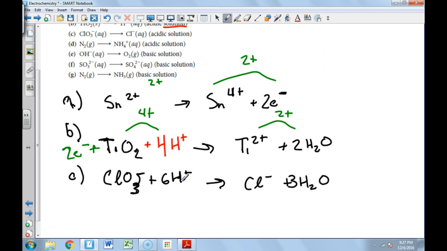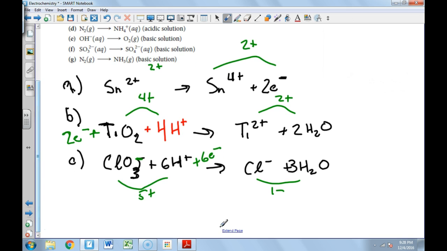Now we have to charge balance. This side there's a minus here and 6 pluses, so that's a 5 plus total. And then this side is a 1 minus. How do we get 5 plus and 1 minus to equal each other? We're going to put plus 6 electrons on this side of the reaction. And so again, if it's adding electrons, that's got to be a reduction reaction.